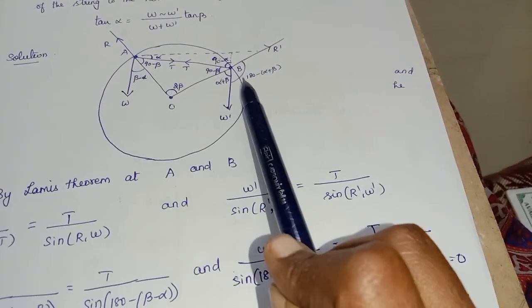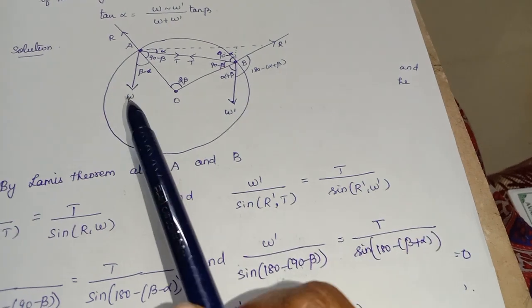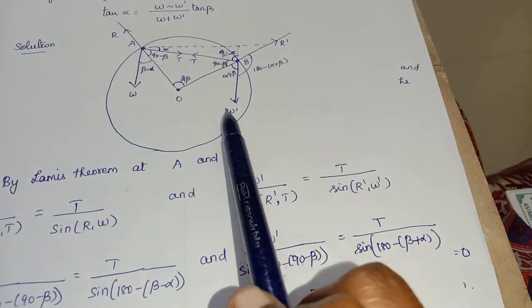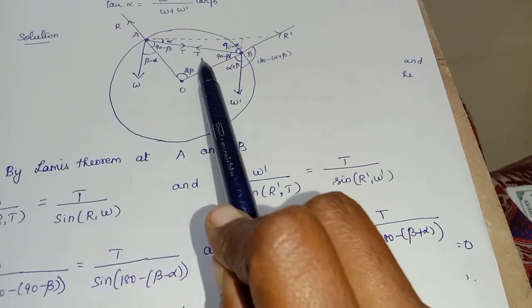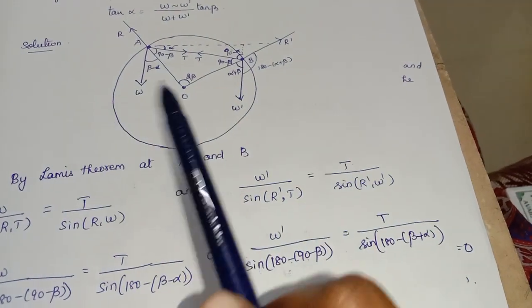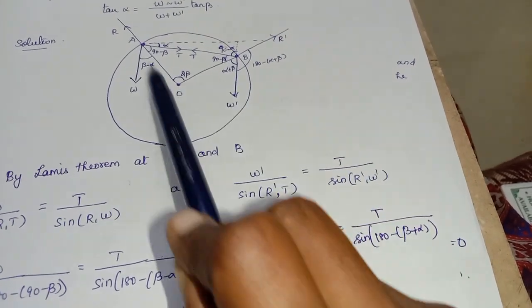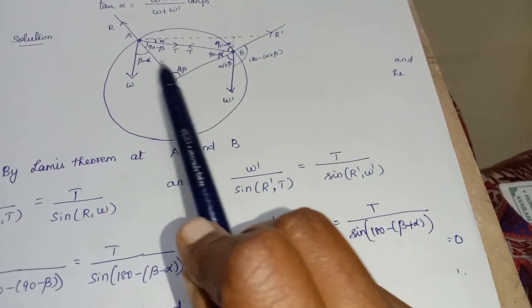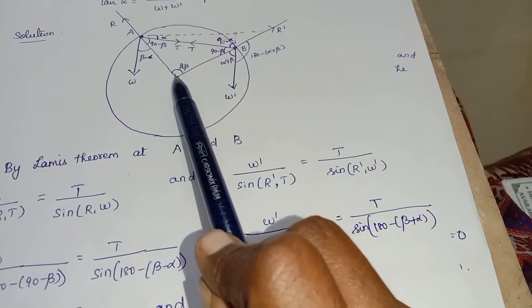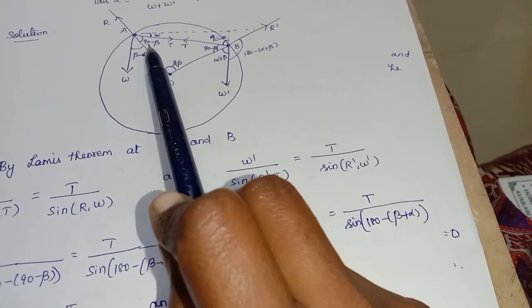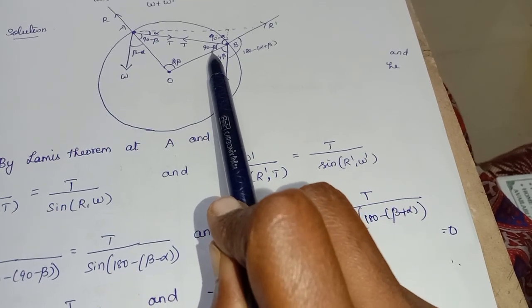So at A and B, we have three forces. Here weight W, normal reaction R, and tension T. Here weight W dash, normal reaction R dash, and tension T. Now look at this triangle. OB and OA are radii, so this is an isosceles triangle. If this angle is 2 beta, the remaining two angles must be equal, so this must be 90 minus beta, and this must be 90 minus beta.